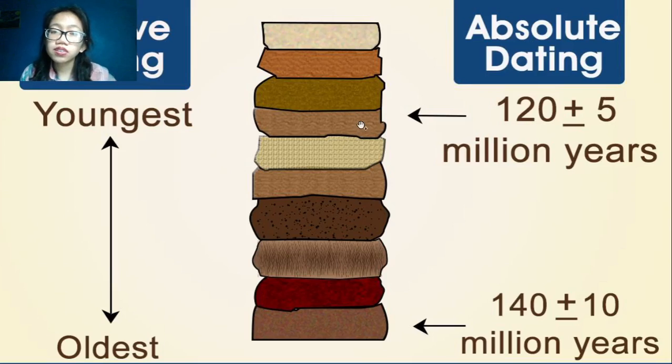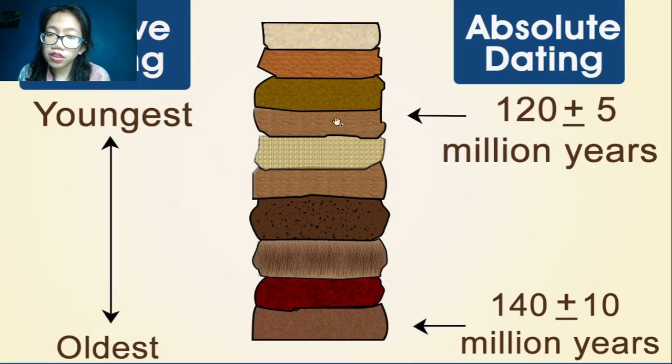So the original material themselves and analyzing the material within could already give you an estimate of when the rock layer formed. So for example, here we have 140 with a margin of error, of course. So 140, give or take 10 million years. So between 130 to 150 million years ago, this rock layer was formed.